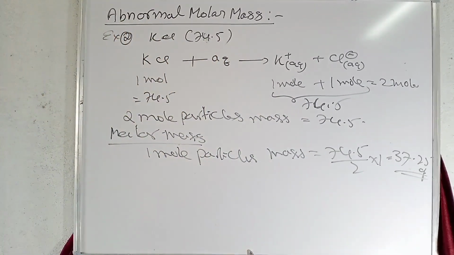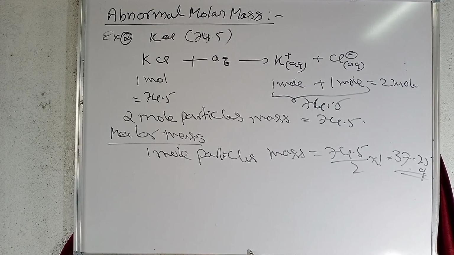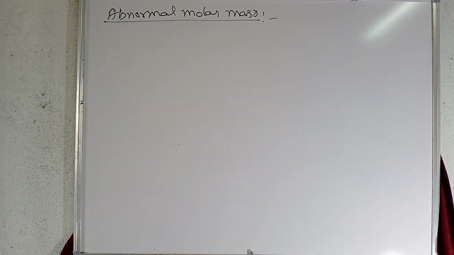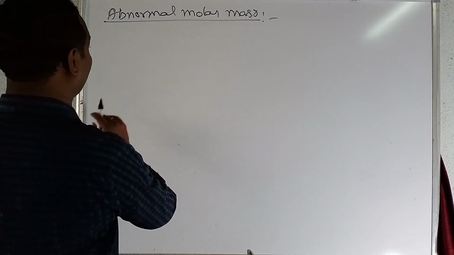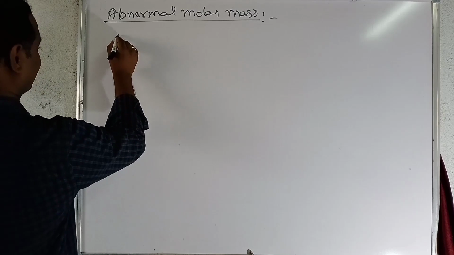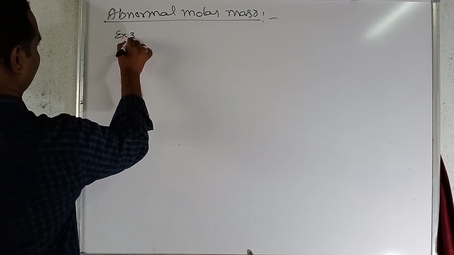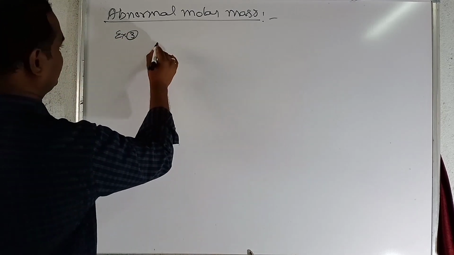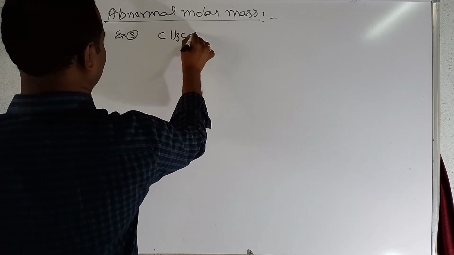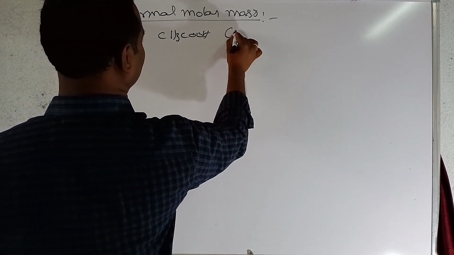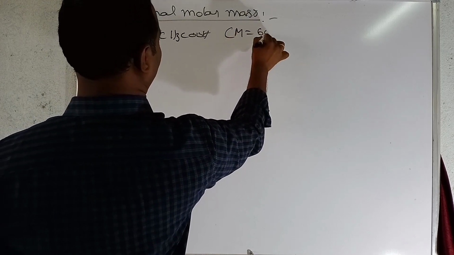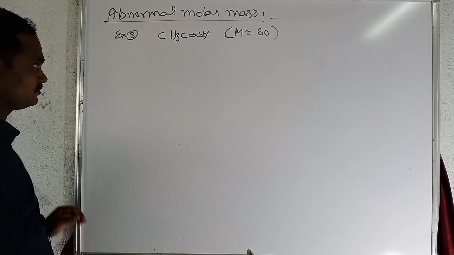Now one example for association we'll see. Abnormal molar mass in the association case is acetic acid, CH3COOH. Its molar mass expected is 60.